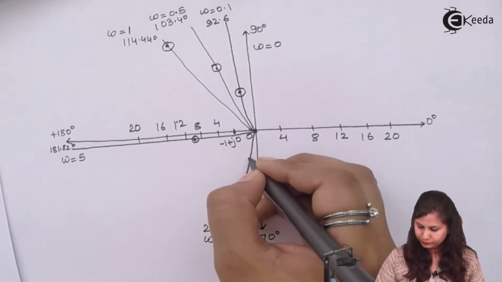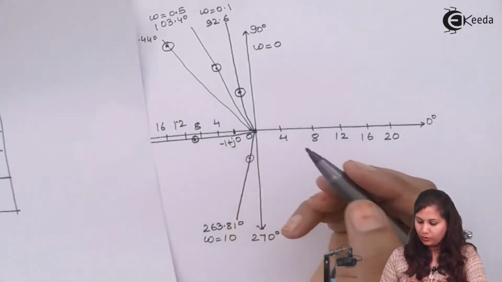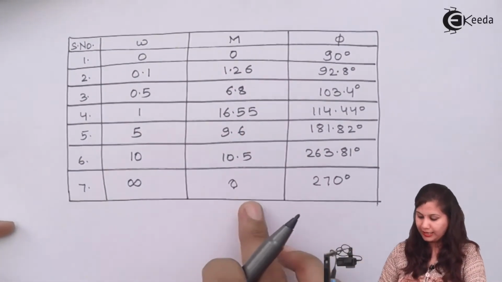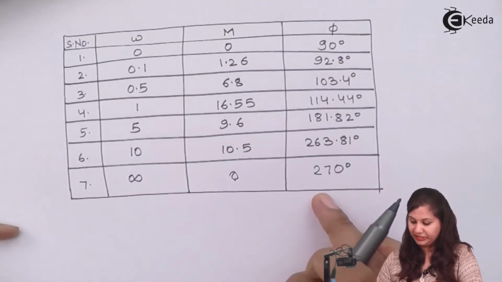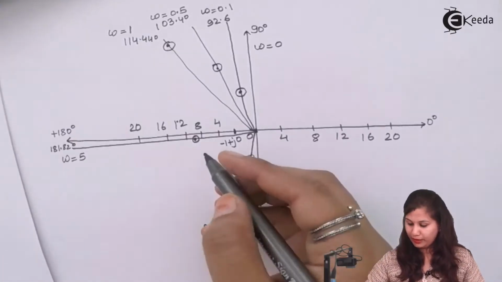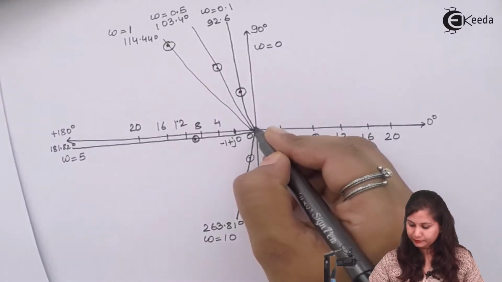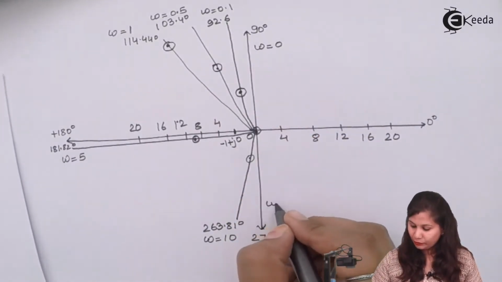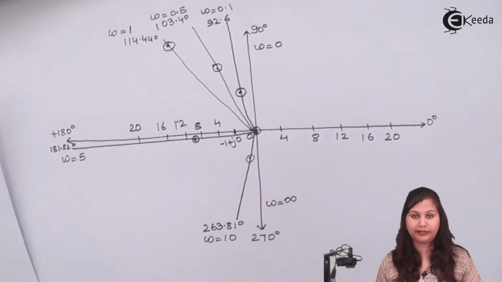Now we have next, the magnitude is 0 and phase angle is 270 degrees. And frequency is omega equals to infinity. So magnitude 0 is here. Phase angle is 270 degrees. And here we will write omega equals to infinity.